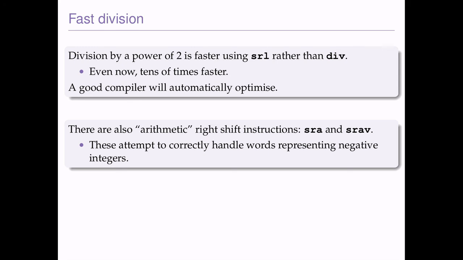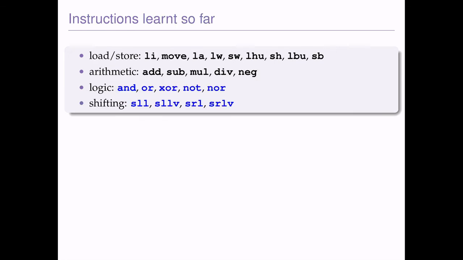But it's worth noting there are arithmetic right shift instructions, SRA and SRAV. These attempt to do this in an, in quotes, arithmetic way by representing negative integers, and the way it does that is by extending the sign bit. So if the leftmost bit is 1, it will keep that in to make sure that the negative is kept in place. But we don't really need to worry about that too much now.